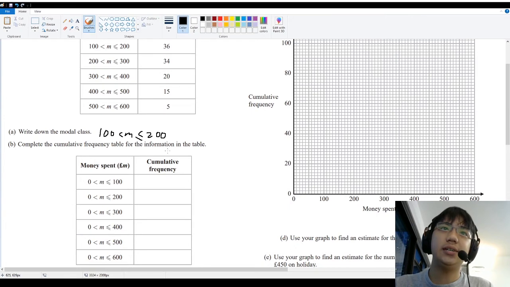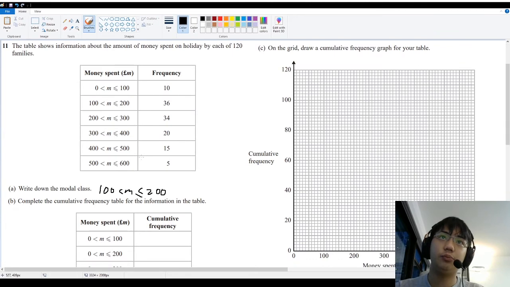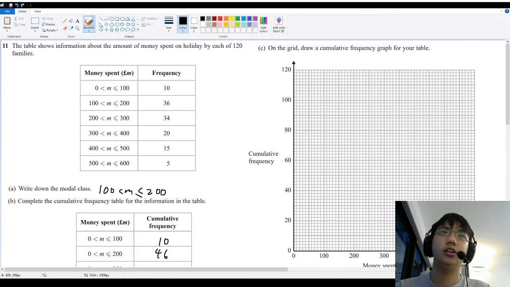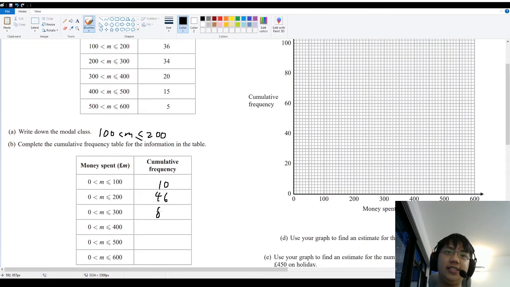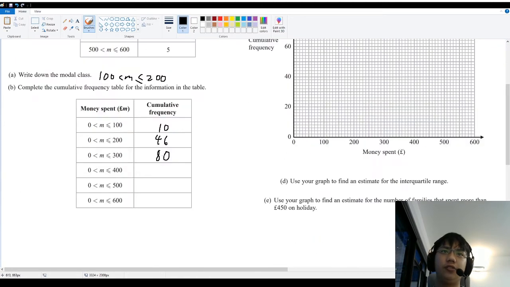Complete the cumulative frequency table for the information in the table. So between 0 and 100 pounds, you have 10 families. 0 and 200 pounds, you have 10 plus 36, so 46 families. 0 and 300, you have 10 plus 36 plus 34, so that's 80 families. 0 to 400, you have 10 plus 36 plus 34 plus 20 families, which gives us 100 families. Then 0 to 500, you have 15 more families, and 5 more families for 0 to 600. So here's our cumulative frequency table.